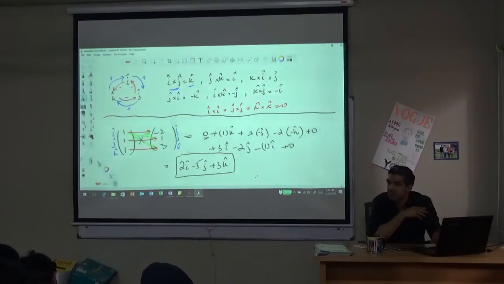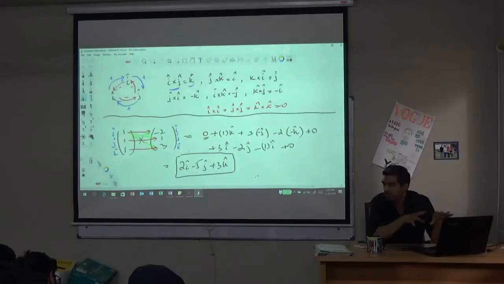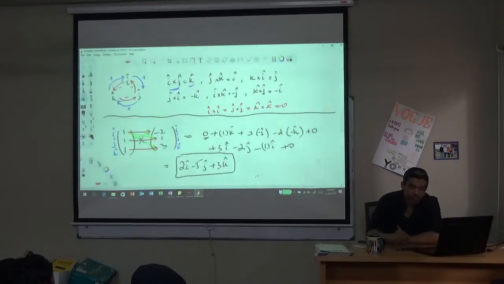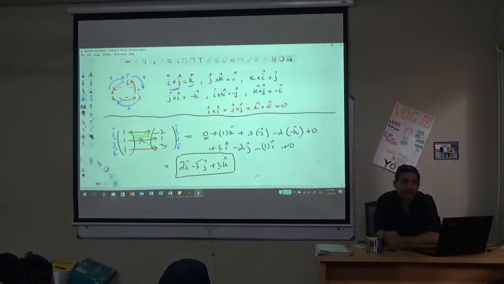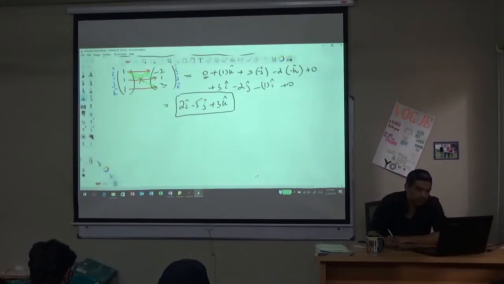I know this is a tedious method and I'm not even suggesting that you do this in the exam. I'll show you another computational way of getting the answer. This is the definitional procedure, and there's a computational procedure. But you should know this as well because the concept of I cross J becoming K and J cross I becoming the minus K, you should know this. Okay, the alternate way, which is the way I suggest you should do in the exam.